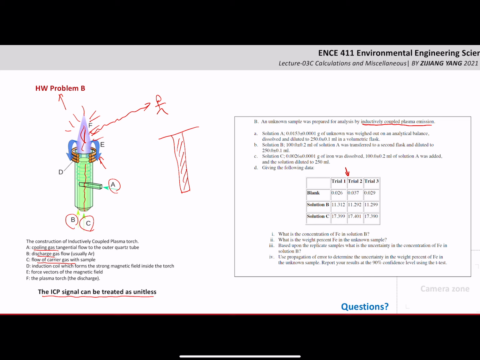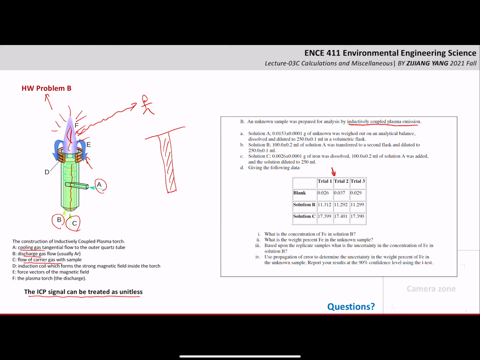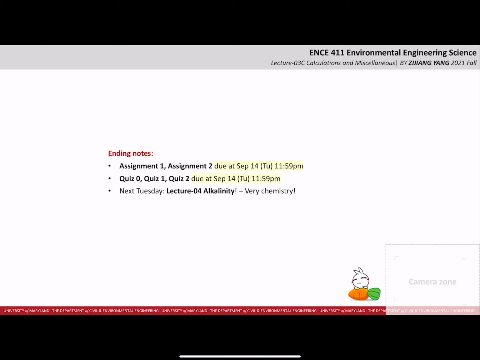So for this one, do you guys have more questions? No? And I think this is the last slide. Oh yes, and just again, we have due assignment 1, 2, and quizzes. And next Thursday, we are going to have lecture 4, which is very chemistry. So that's it.